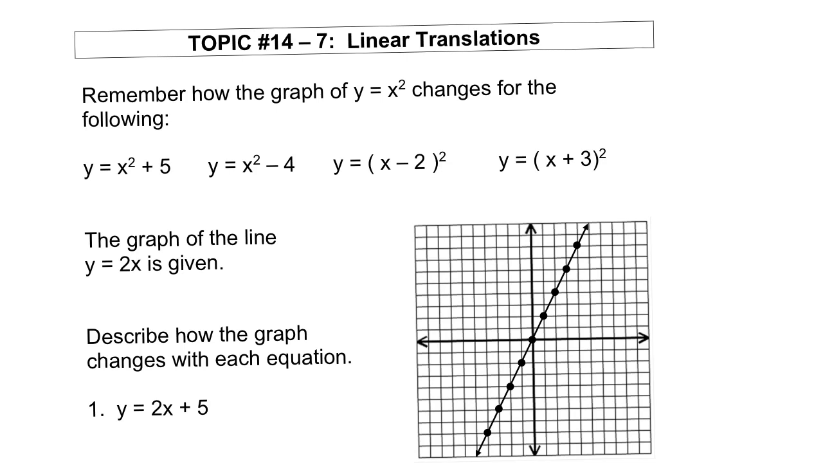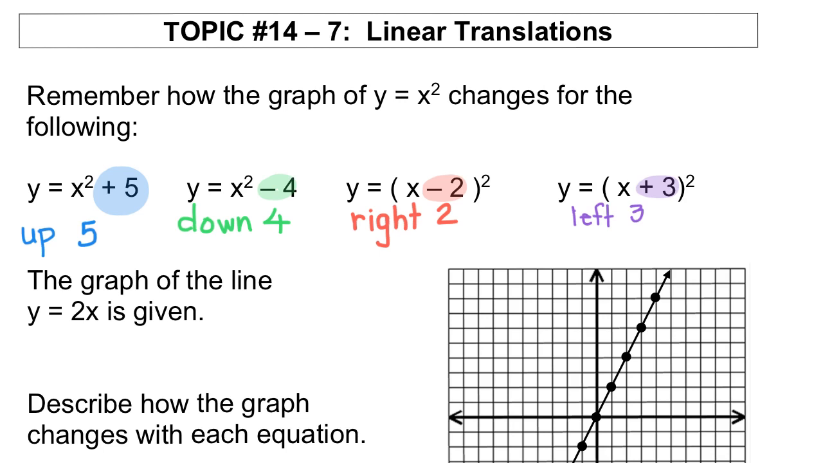First, let's recall how the graph of y equals x squared changes for the following. Please pause the video here. So in these quadratic equations, if we add 5 to the x squared value, it will move up 5. It'll go down 4 in the next one.